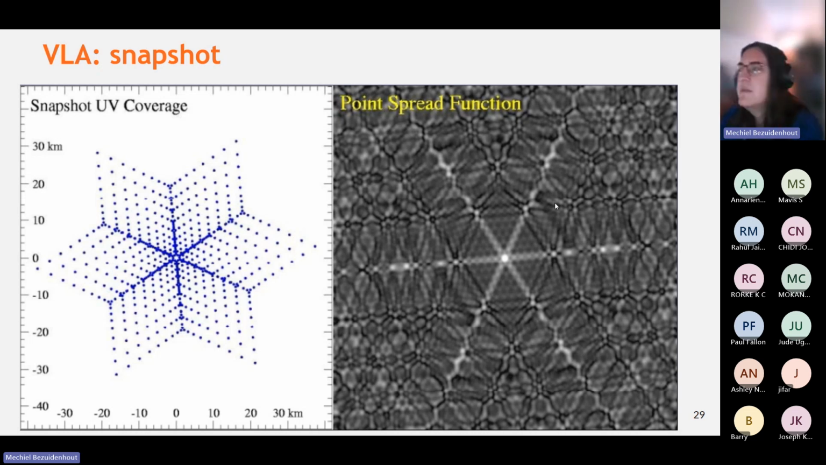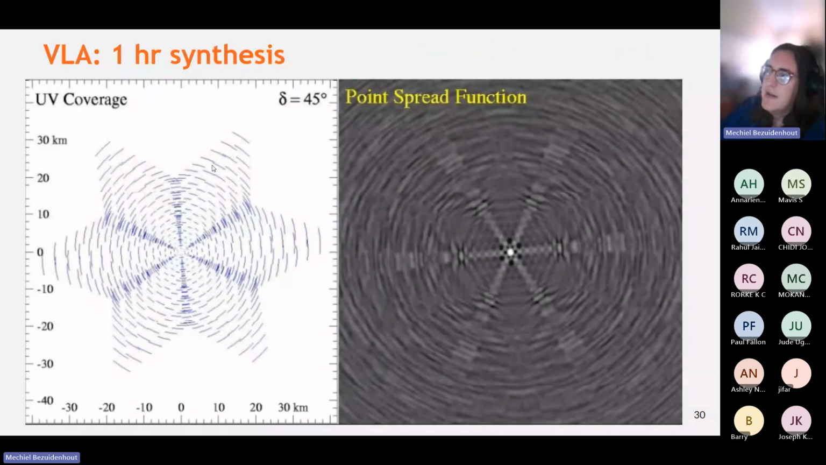Now let's look at what happens if you allow this observation to integrate for an hour. So you look at this point in the sky for an hour. And what you can see is that suddenly you don't have single points on the UV plane. They're starting to make these tracks in the UV plane. And that's caused by the rotation of the Earth. As the Earth rotates around its axis, the source sees a different baseline. The orientation and length of the baseline changes, right? Depending on where the source is in the sky.